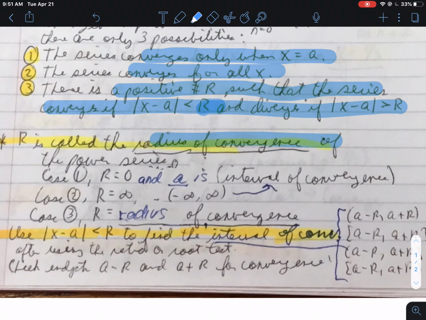All right? And in our first case, r would be 0 because, again, you're only converging for a single value. And so we say that r in that case equals 0. In case number 2, where we're converging for all values of x, r is infinity. Now we're converging for all values of x from negative to positive infinity. R is infinity.